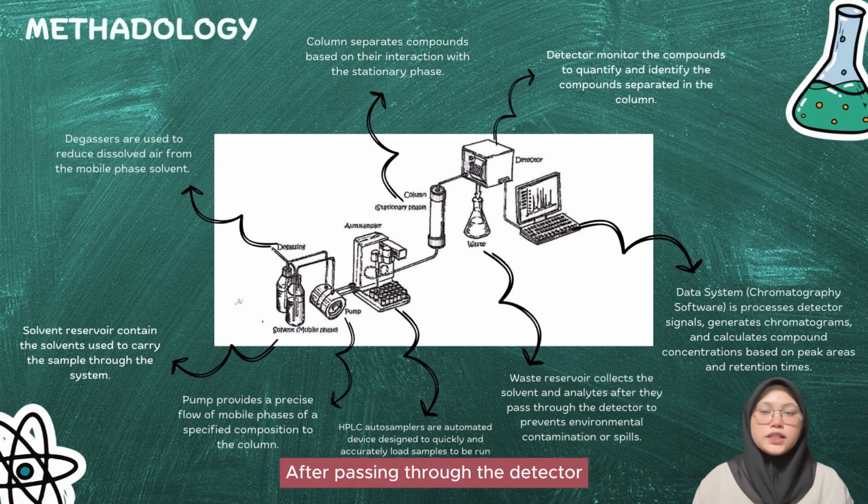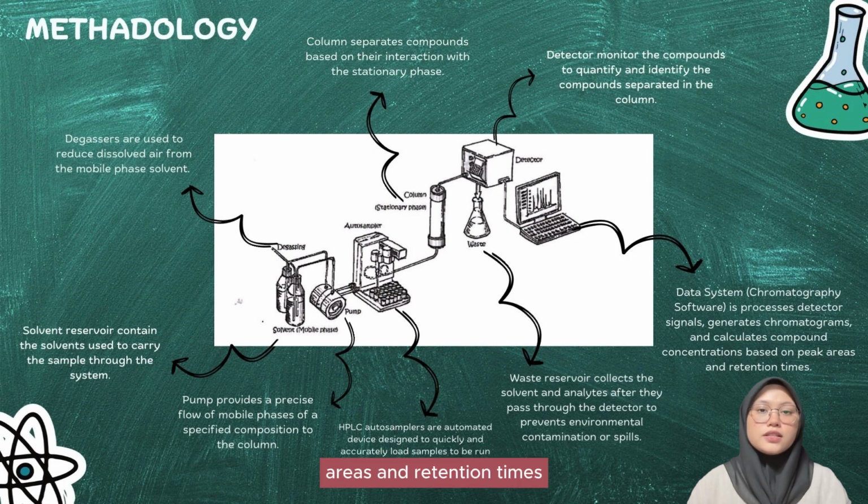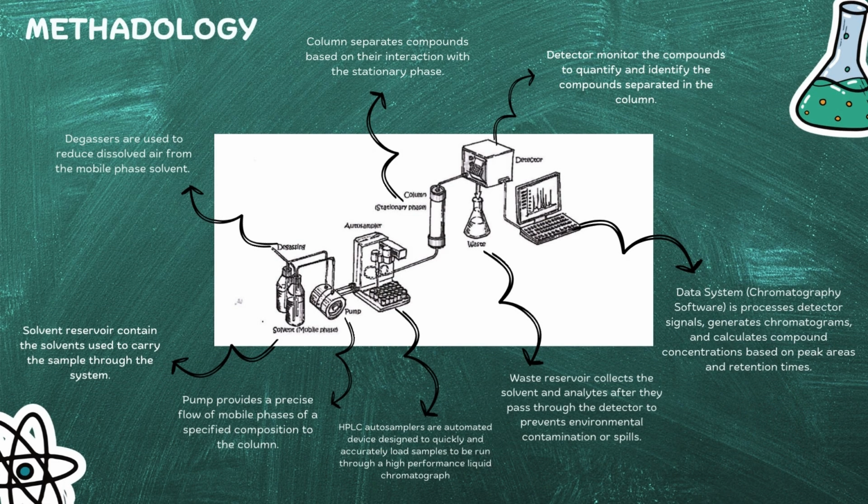After passing through the detector, the mobile phase and any remaining analyte flow into the waste reservoir. This prevents contamination or spills and ensures safe disposal of solvent. Finally, the data system collects the electrical signals from the detector. It processes the signals, generates chromatograms, and calculates compound concentrations based on the peak areas and retention times.